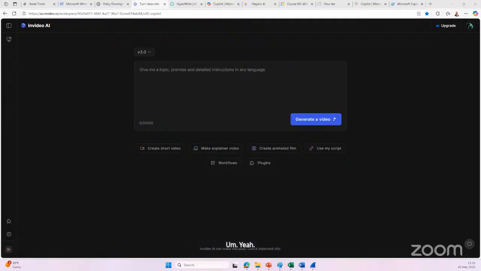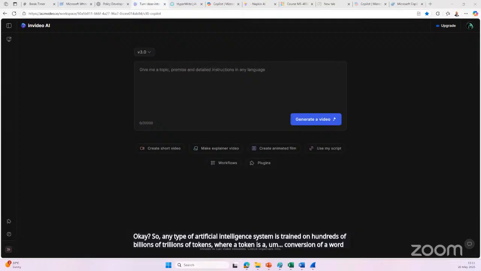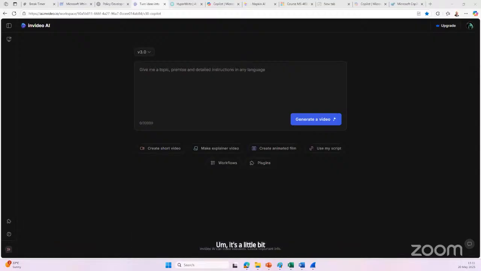Yeah, I think it's broken down into a number of different stages. Okay. So stage number one would be the acquisition of data. Any type of artificial intelligence system is trained on hundreds of billions of trillions of tokens, where a token is a conversion of a word into a number and then ultimately saved into a vector database. It's a little bit more complex than that, because not only is it turning words into numbers, but ultimately it's relating different numbers to other numbers that are typically used together.